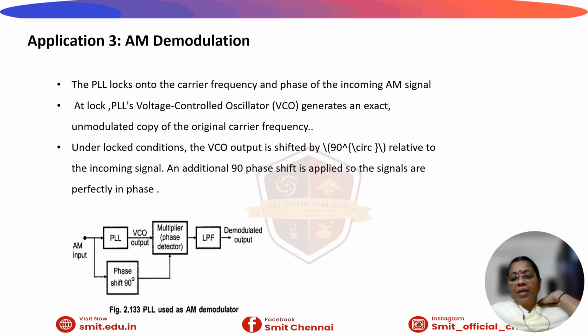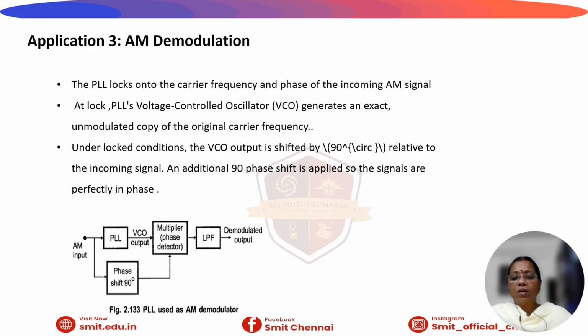Here, the PLL AM demodulator relies on synchronous detection and involves three main stages. So in the block diagram, it is given the PLL, and from the PLL, the VCO output is given to the multiplier, which is the phase detector, then low pass filter, and the output of the multiplier is shifted by 90° and it's given to the multiplier.